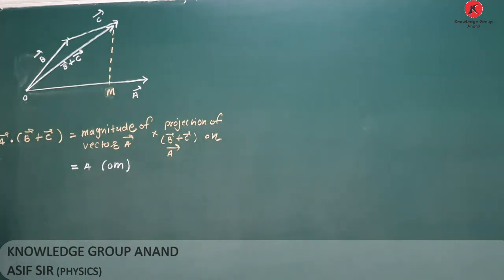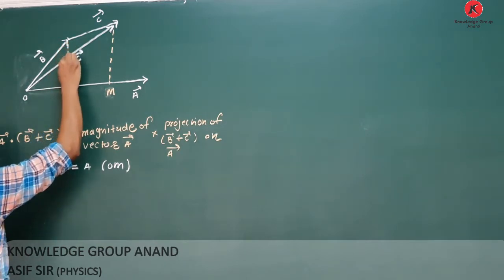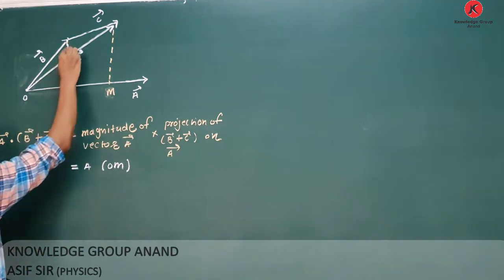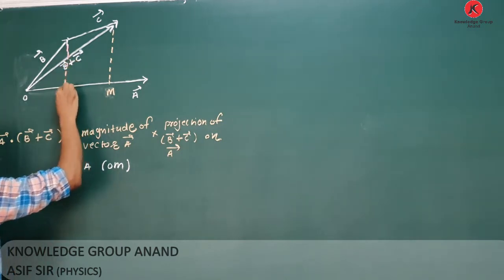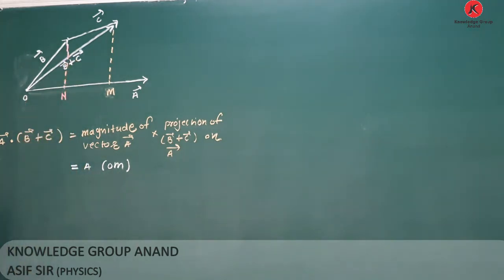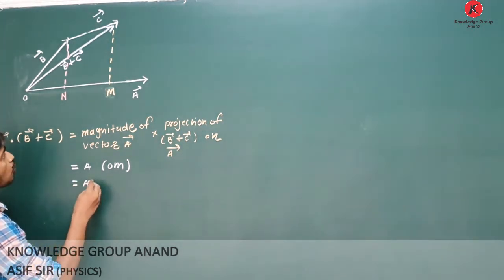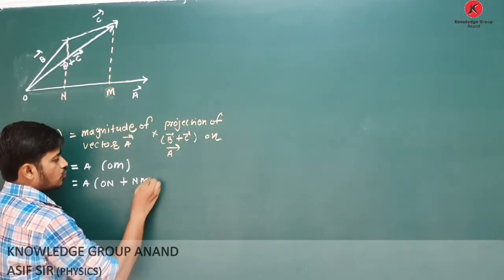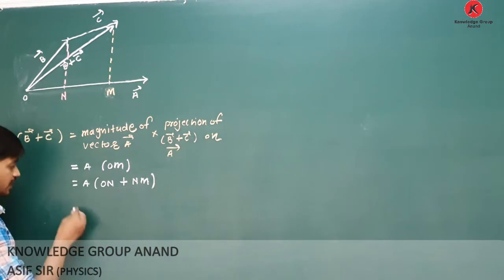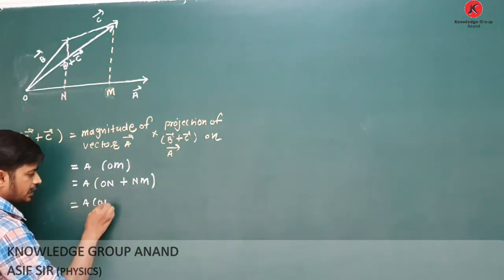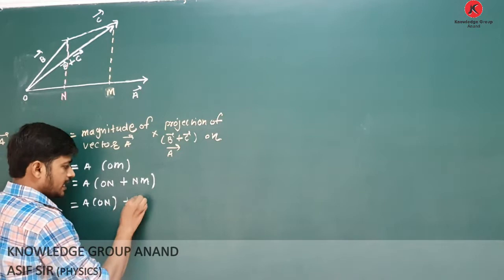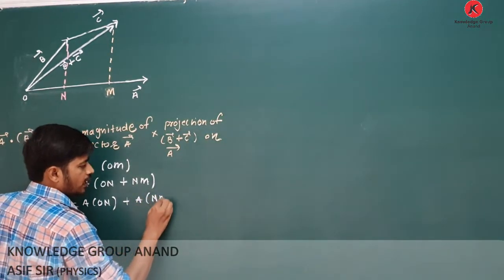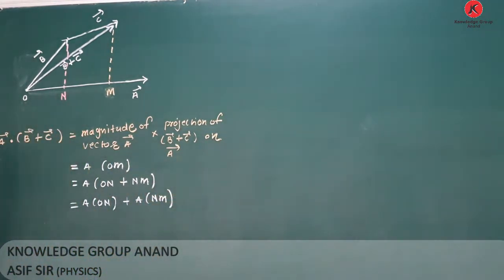Okay. Now, this OM, how to write it? If I take one perpendicular from this point, let it be point N. Then I can write this OM as ON plus NM. OM is equal to ON plus NM, and I can write this as A into ON plus A into NM. Clear about this?